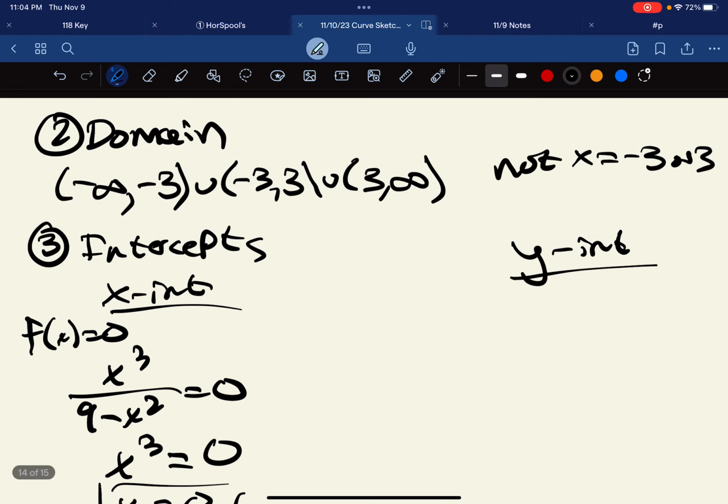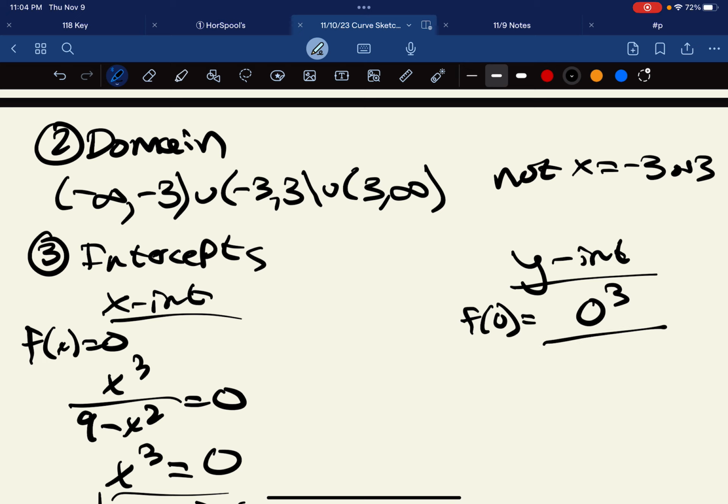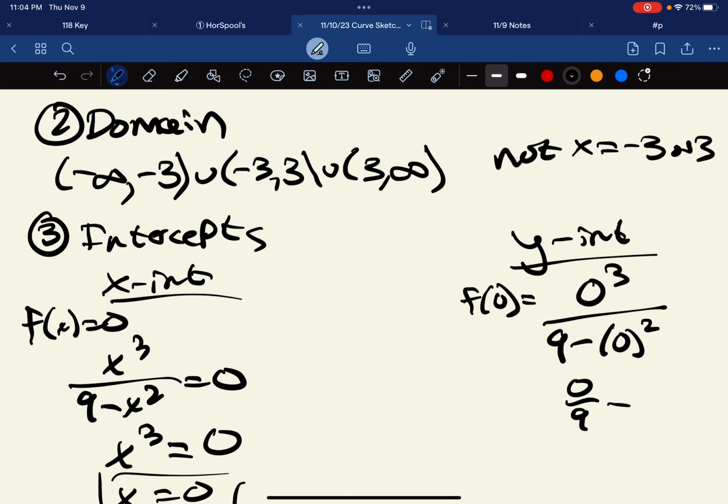Okay. And then for y-intercepts, that is going to be where we just plug in 0 to our function. So we're going to get 0 cubed over 9 minus 0 squared, which is going to be 0 over 9, which is just 0.